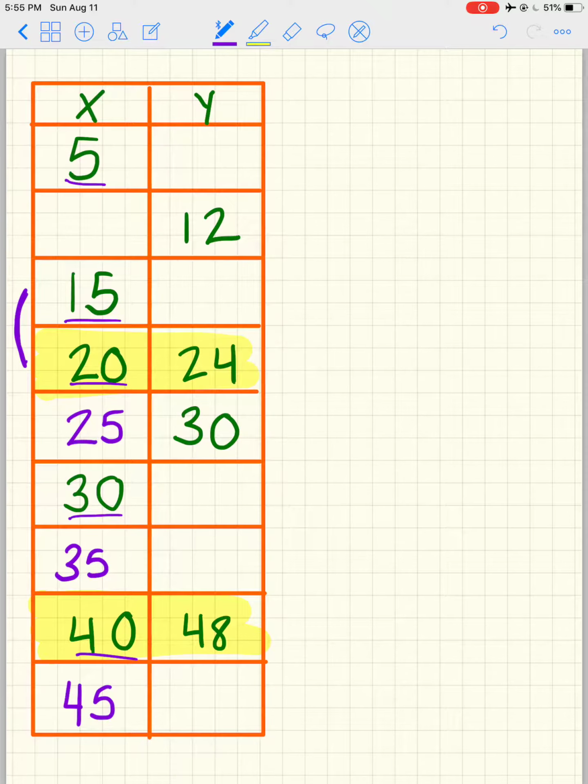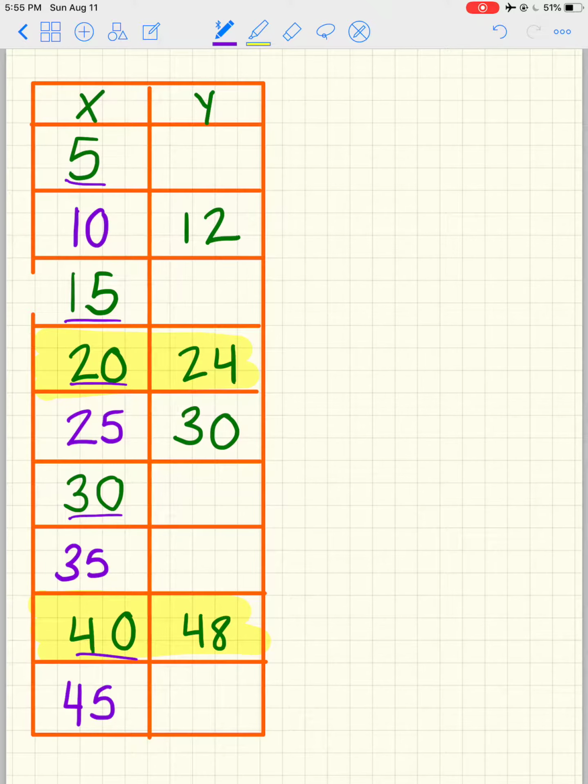Now, we have one more blank up here. If you're not sure which number comes between 5 and 15, again, you can write it out to the side. But I know that it goes 5, 10, 15, 20. So we're missing the 10. That's what's going to go in this box. So we have our left side filled in, our x values.